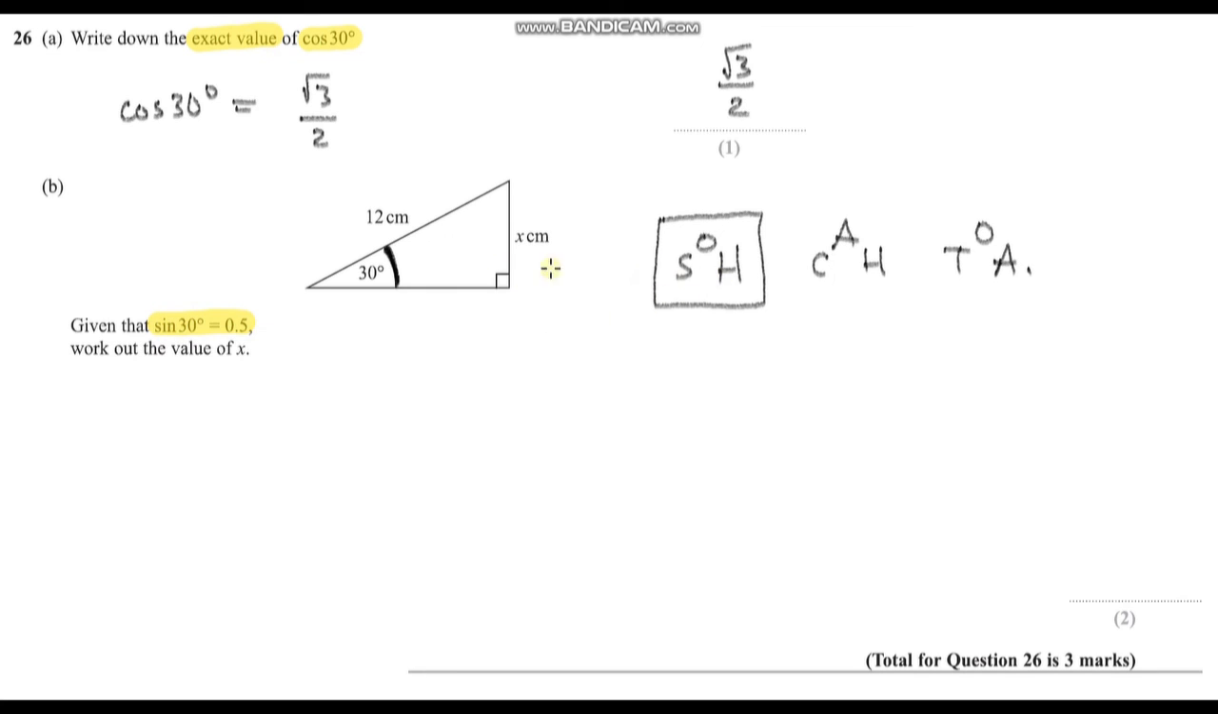So we can say that the sine of 30 degrees is equal to the opposite, x, divided by the hypotenuse, which is 12. But we know what the sine of 30 degrees is. We're told that. You might have already known that it's 0.5, but if you didn't, then it's given to us. So we can just replace sine of 30 degrees with 0.5. So 0.5 is equal to x over 12. To work out what x is, we can multiply both sides by 12. So 0.5 times 12 is 6. Our answer is 6. x equals 6.